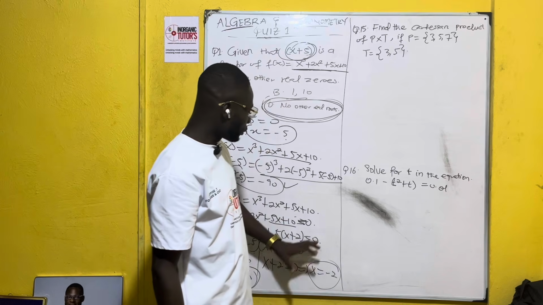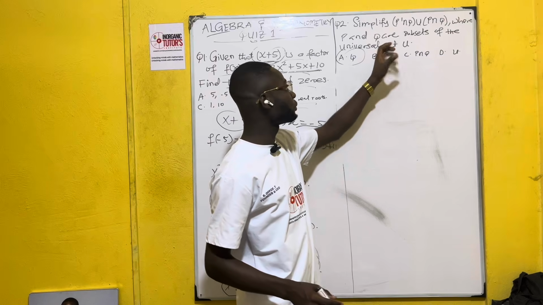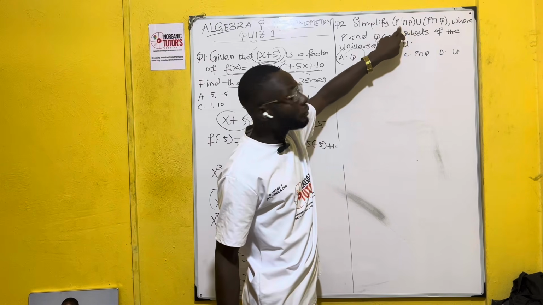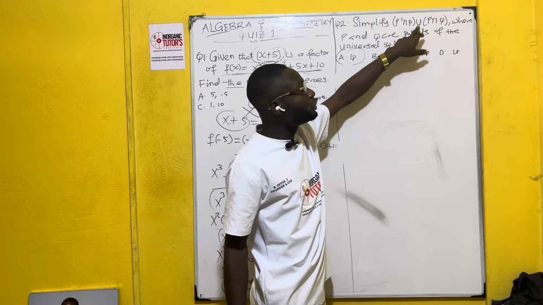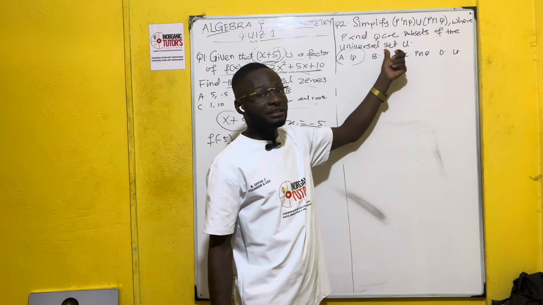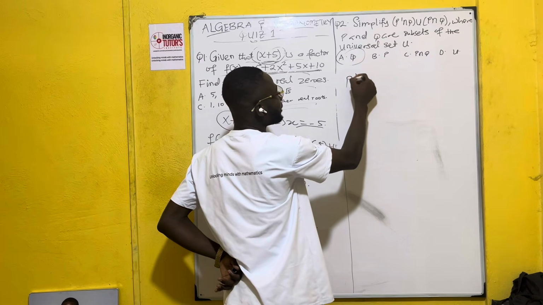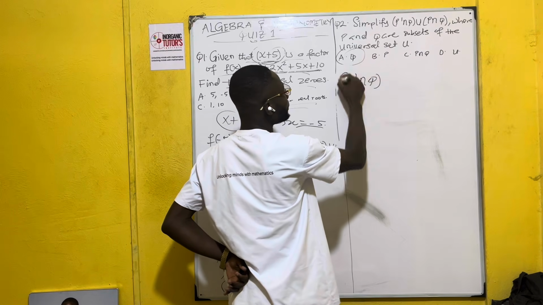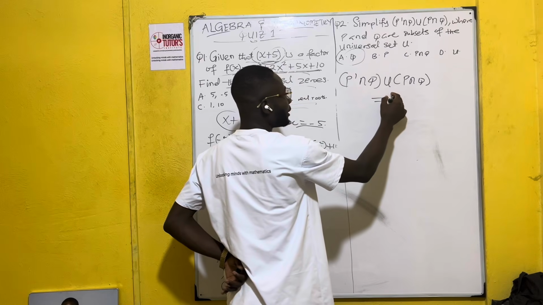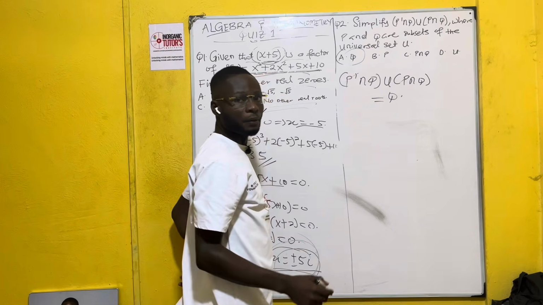So we move on to question number 2, which is very easy. It says we should simplify P intersection P prime intersection Q union P intersection Q, where P and Q are subsets of the universal set U. Here, I can simply say that P prime intersection Q union P intersection Q is the same as Q, once we break this down.